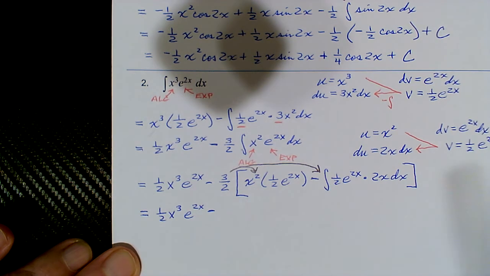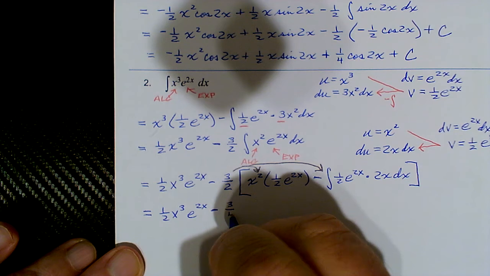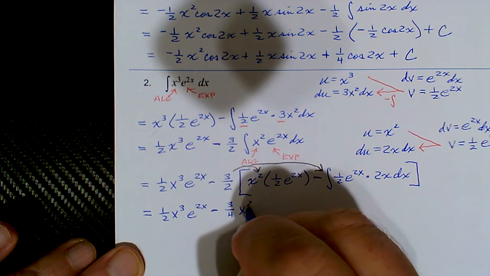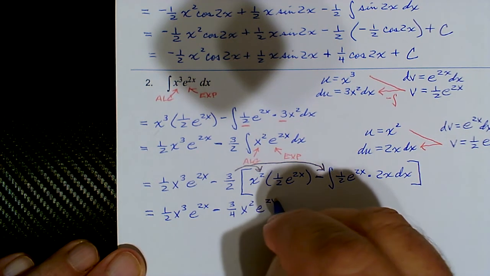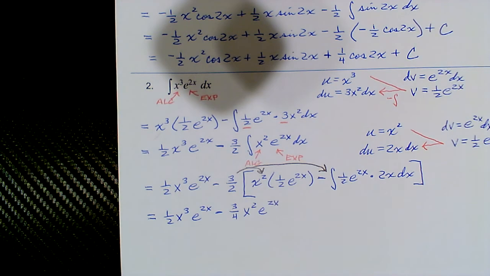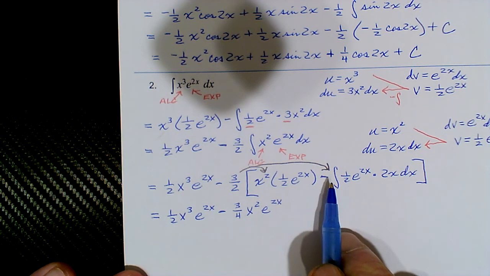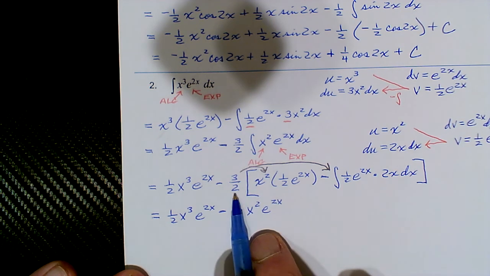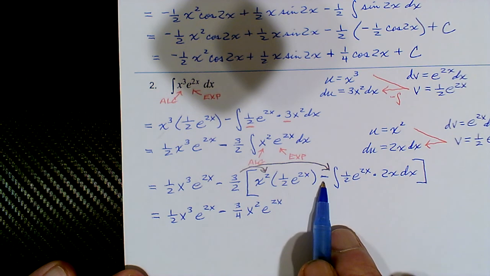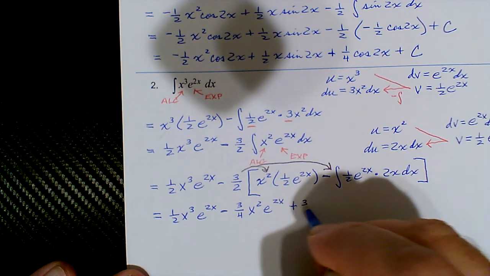So times the first term, we multiply it by the 1/2, we get 3/4. And then we have x squared e to the 2x. Okay, now here's where you have to be careful. Distributing times the negative. Fortunately, this 1/2 cancels with the 2, so that makes 1. So we just have to worry about the negative 3/2 times this negative. So that would be positive 3/2.